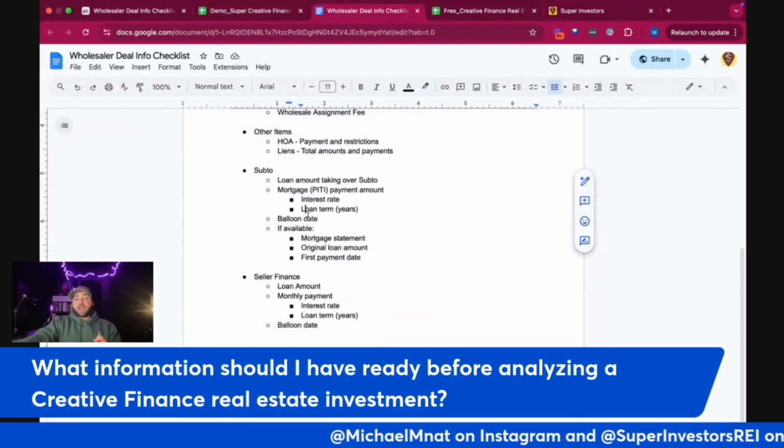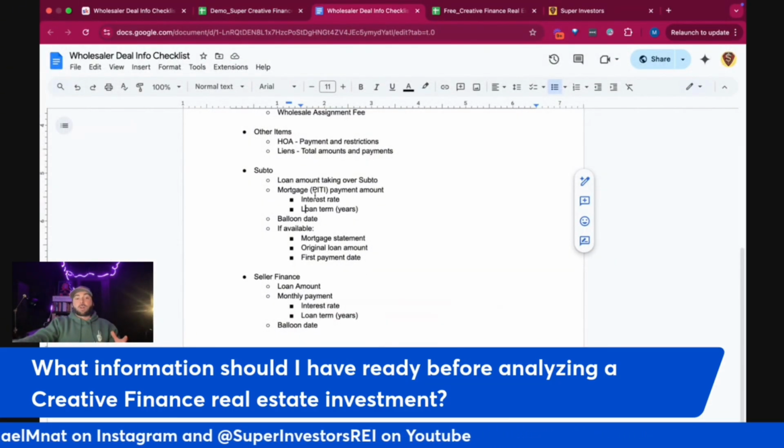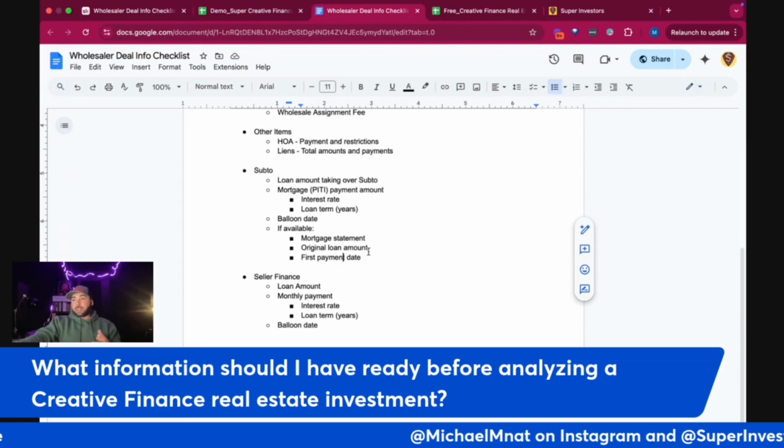Perfect case scenario, you have the actual loan information: when it started, interest rate, how long the loan is for, when they made their first payment, all that stuff. You can get the majority of that from PropStream and one mortgage statement to verify the interest rate. You should have everything you need there.